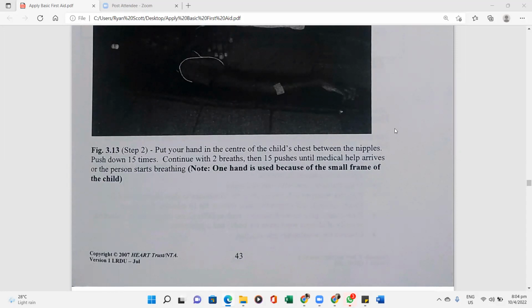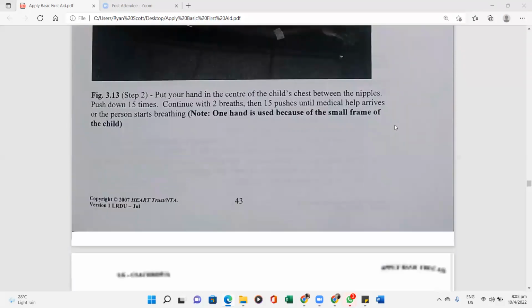So you do 15 pushes, and then you give them 2 breaths. And you do 15 pushes again, and then you give them 2 breaths. And you do this until the emergency team arrives, or if the person starts breathing again, then fine, you can stop. Okay? Scroll down.